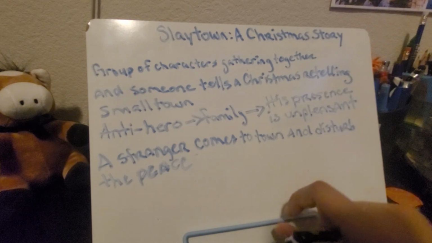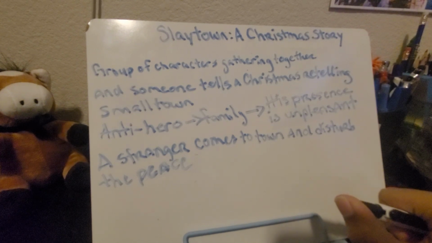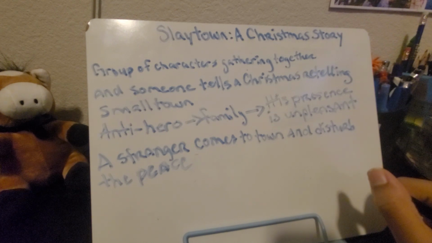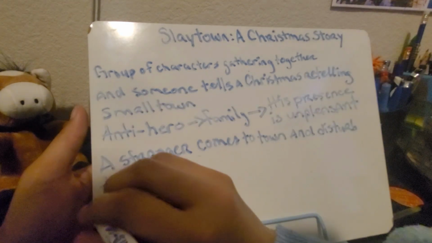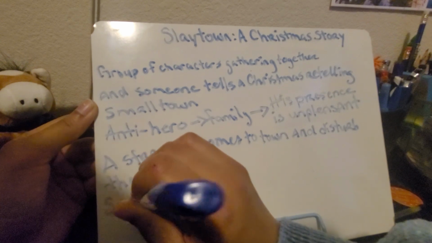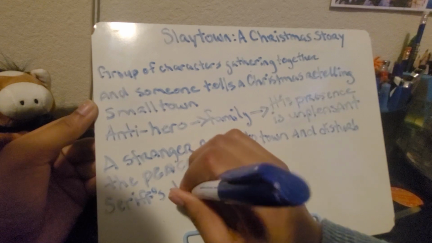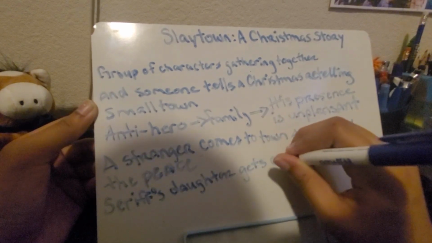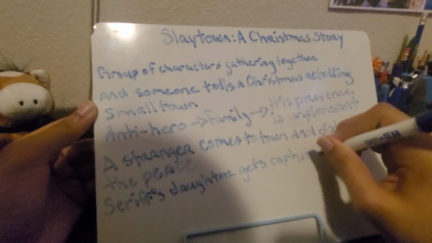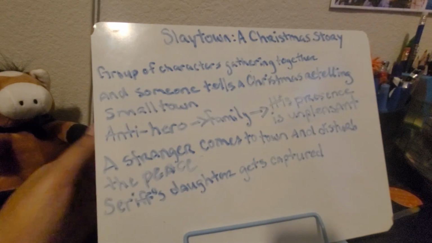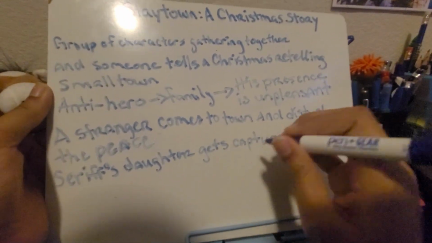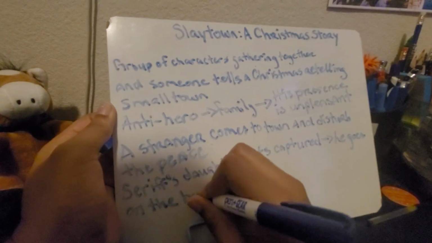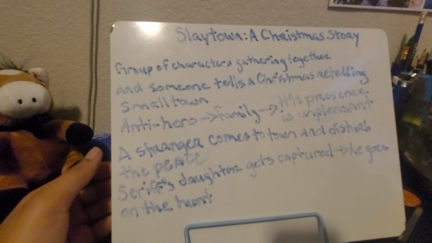So, let's see. Stranger comes to town and disturbs the peace. I'll say something real bad must have happened. And since we're going to call him the sheriff, we're going to say the sheriff's daughter gets captured. And that results in him going on a hunt. So he goes on the hunt. Alright.